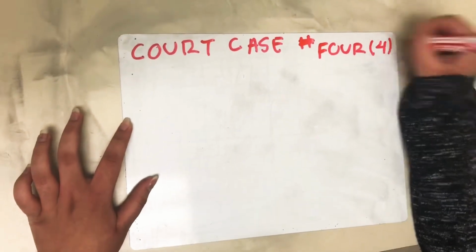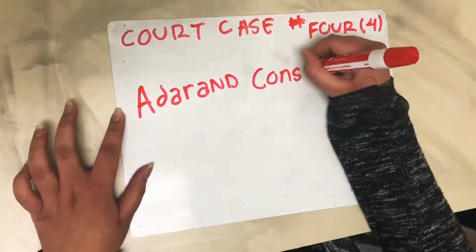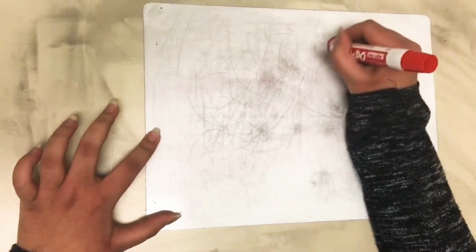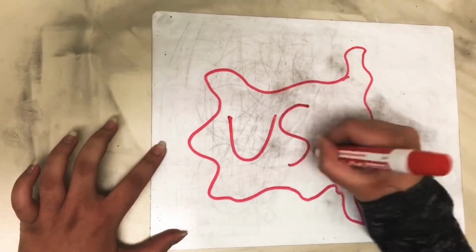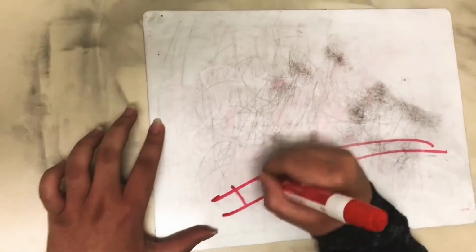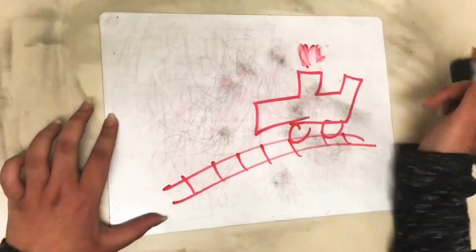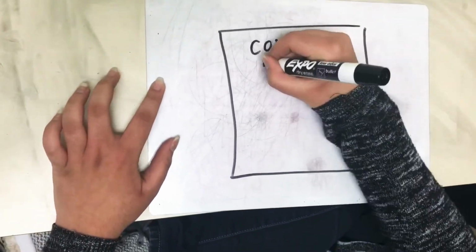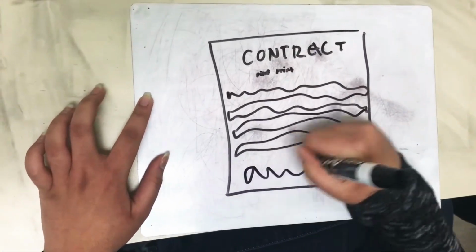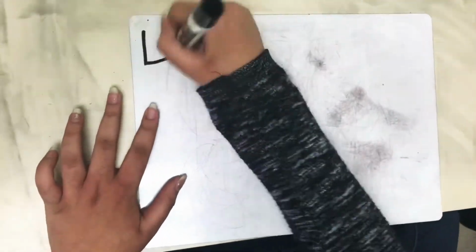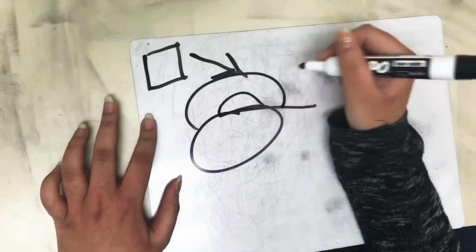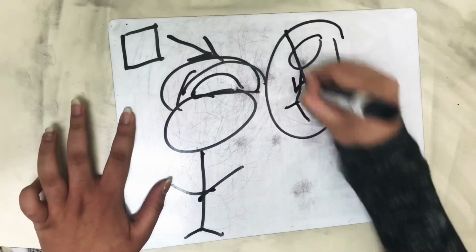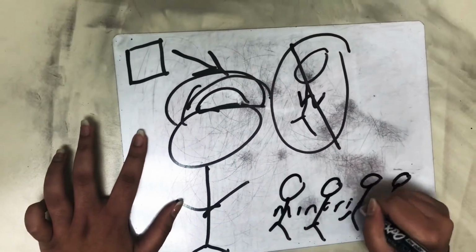Court case number 4, Adarand Construction versus Pena. Being that the United States Department of Transportation is federally owned, they were under a federal contract. This stated the prime contractor would be paid more if they hired small businesses run by minorities, also known as affirmative action.